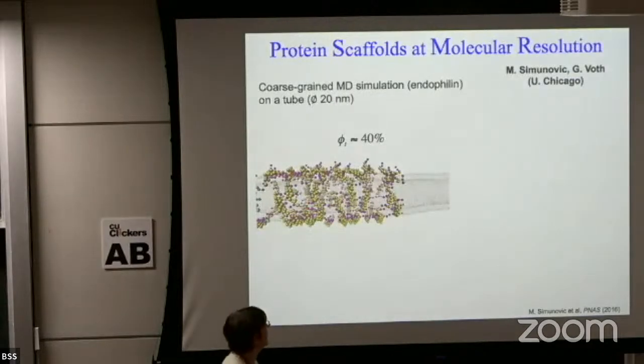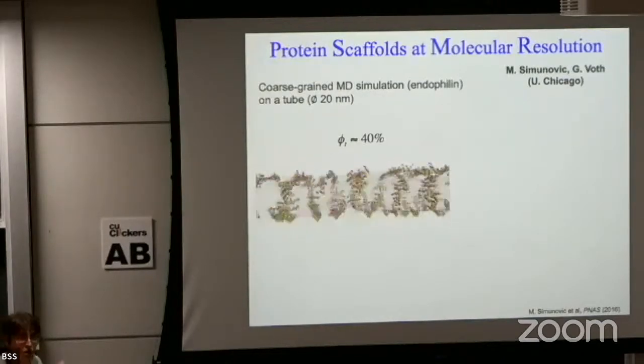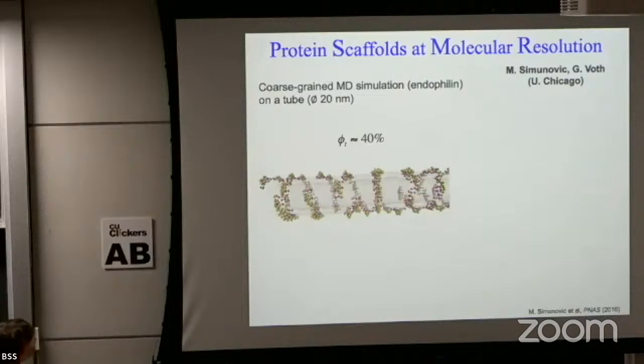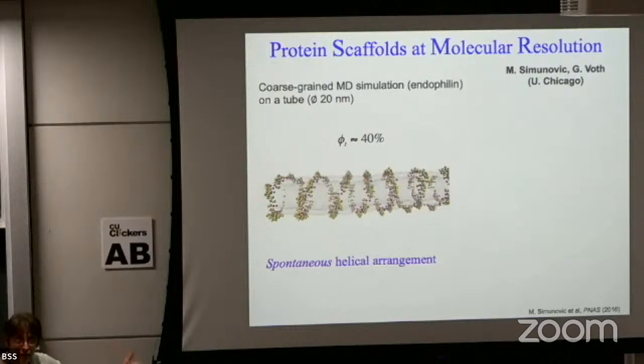And I wanted to show you this simulation. They were done by Mayo Simonovic. He was a PhD student with me doing experiments and with Greg Voth doing simulation. He was studying the assembling, that is the organization of this protein on a tube. So he formed a tube, he put the protein on the tube and he looked at how they organized. And you can see that they spontaneously organize. They don't interact together. They just self-organize into a very nice helical structure, right? So again, this is the kind of structure that stabilizes the tube in our experiments.